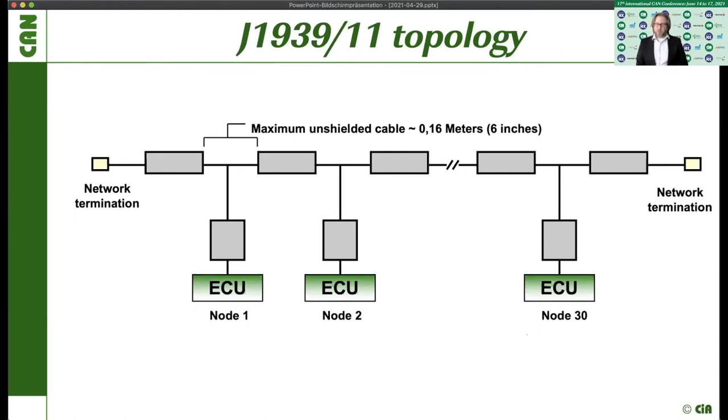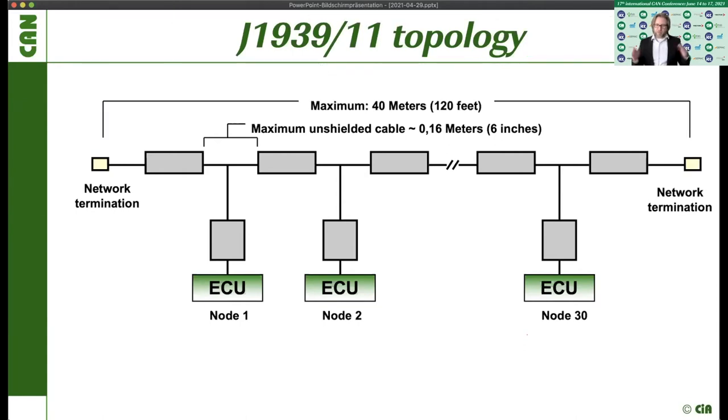The maximum unshielded cable in the trunk line of 6 inches is defined. We have the maximum trunk line defined, and we also have the length of the different drop lines defined. So everything of the network, including termination and all the things, is clearly defined so that we may have something like a plug and play network. We can be sure that our devices, which we connect to the network, if we follow these rules, these guidelines, this specification, then it is made sure that all the requirements are fulfilled and that we are able to communicate at all.